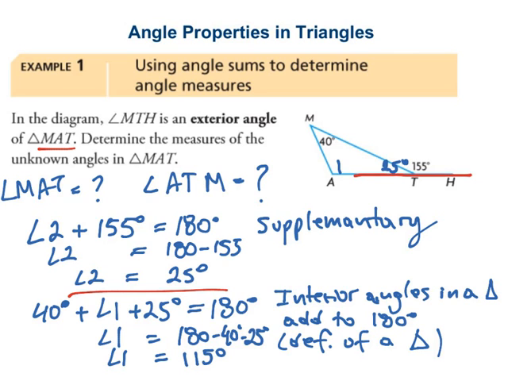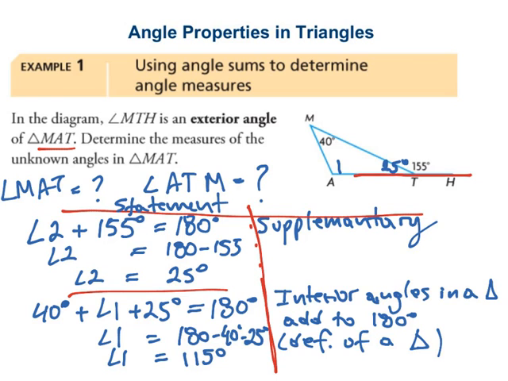So on the left-hand side, we have a statement of this table. Make sure you always write statement. And on the right-hand side, we always write our reason for this statement. And here is your answer. It's not just enough for you to write the answer. Angle 2 is equal to 25, and angle 1 is equal to 115. You also have to explain how you got to this stage. Let's take a look at the next example.